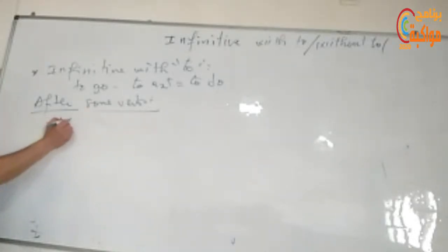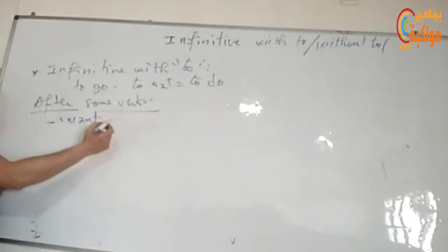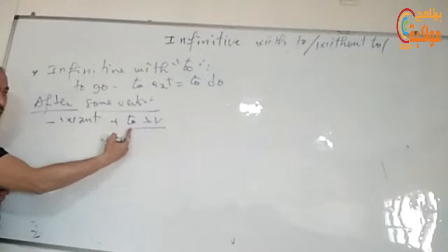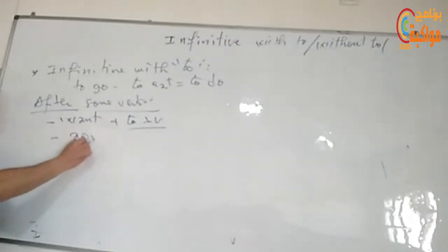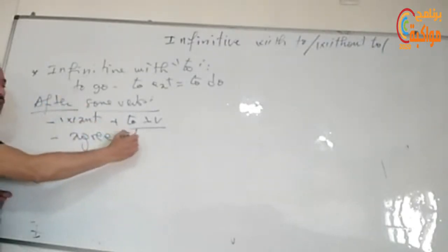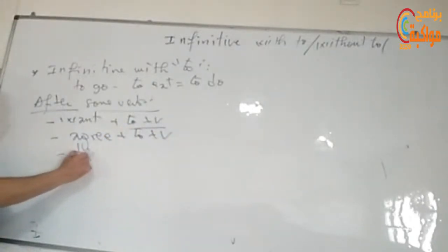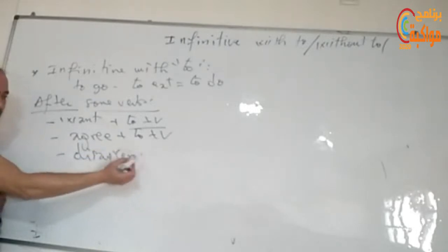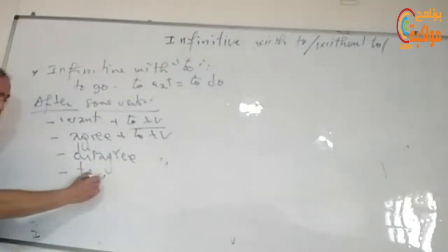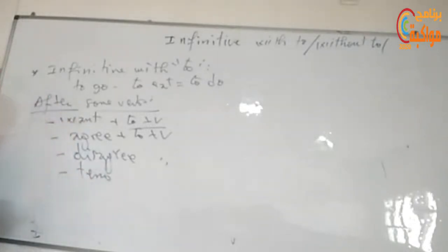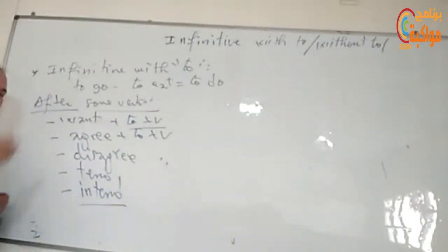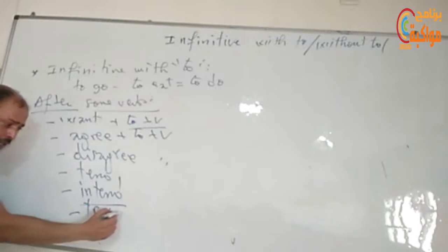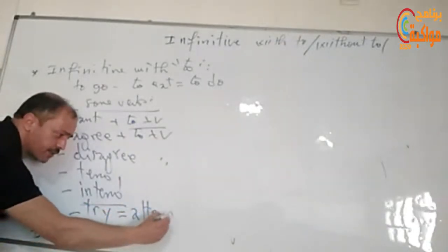All right, start with want. Okay, I want to do something. Of course, plus to plus verb. Infinitive with to. I want to. I agree. I agree to. And agree or disagree, the opposite. I disagree. Okay. Tend. I tend to do something. Tendency, right? Or I intend to do something. I have the intention to do something. I intend to do, right? And here, try, and meaning synonym is attempt, right?